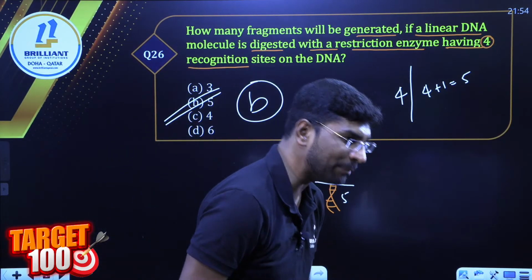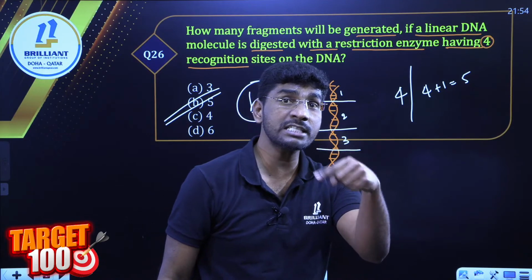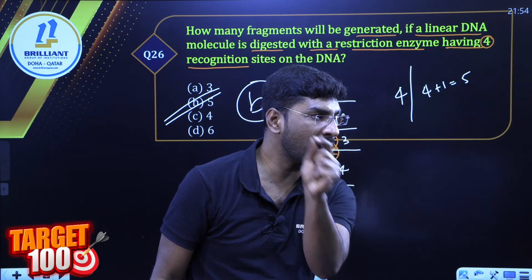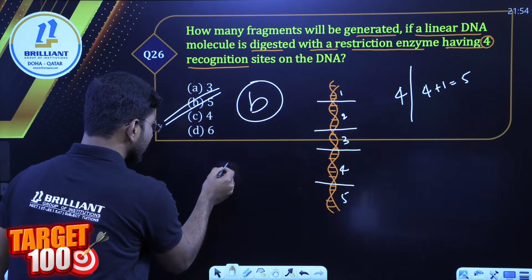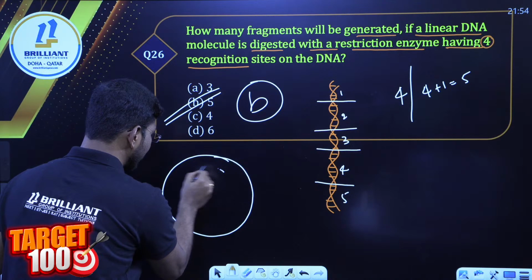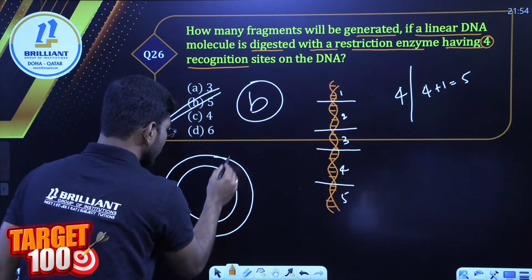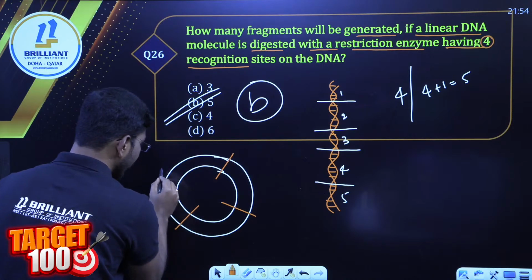Am I correct? Absolutely. If it is a circular DNA, let me take it. This is a circular DNA. How many fragments here? So how many enzyme sites are there? 1, 2, 3, 4.